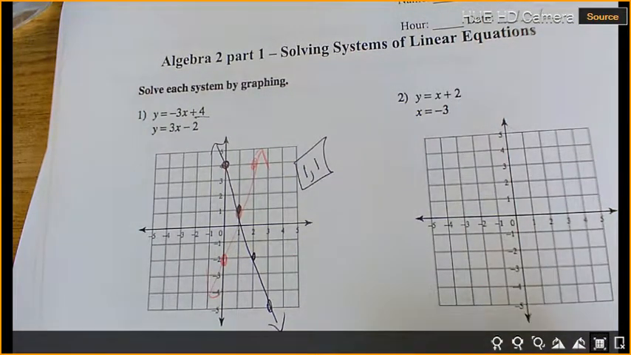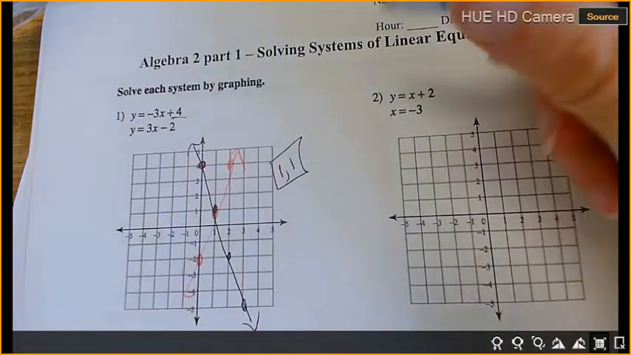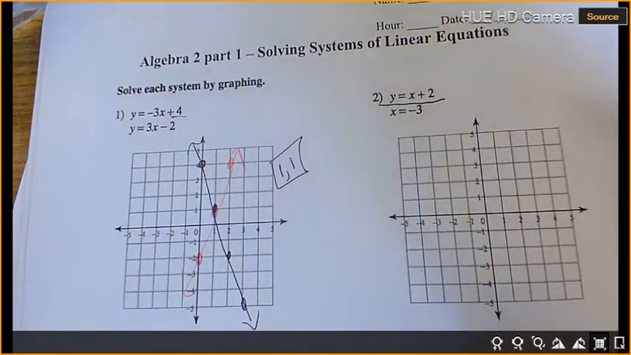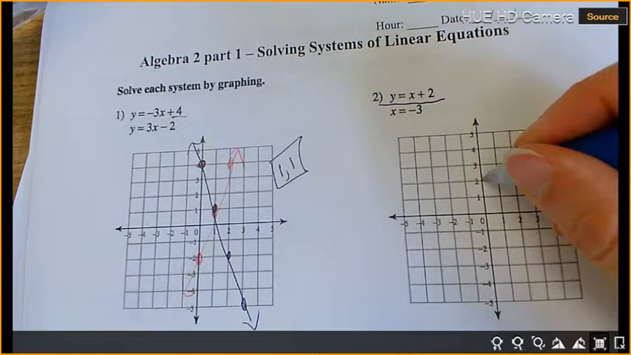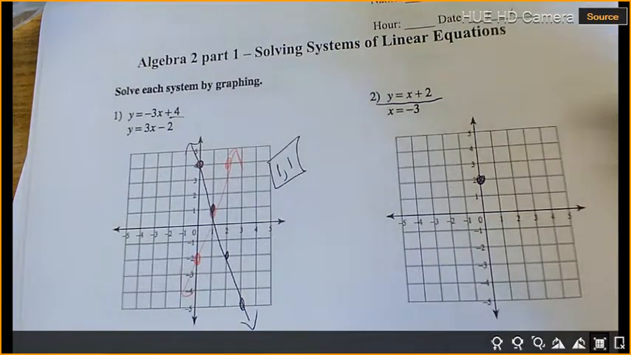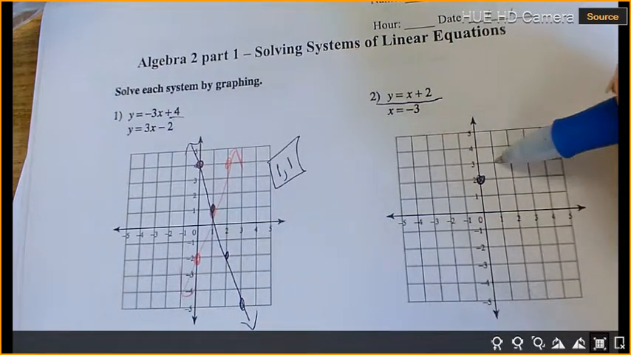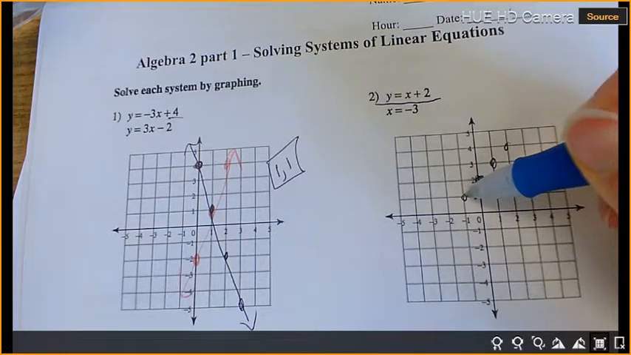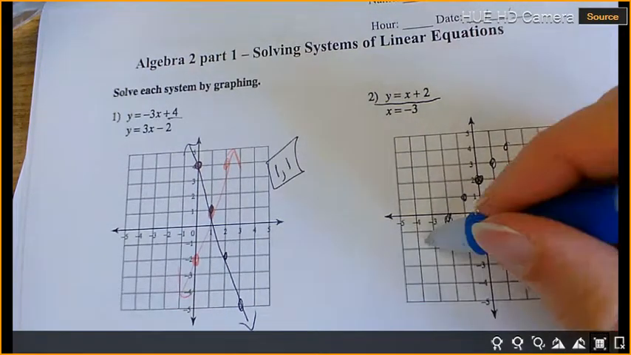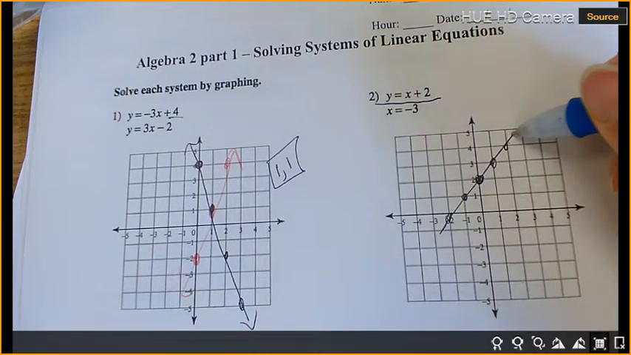Okay, let's look at number 2. You guys tell me, where's my first point? I've got my first line. Where should my first point be? 2 on which axis? Y-axis. And then I'm going to go up 1 over 1. Or, remember, it could be down 1 to the left 1, down 1 to the left 1 too. Okay? So there's my line.